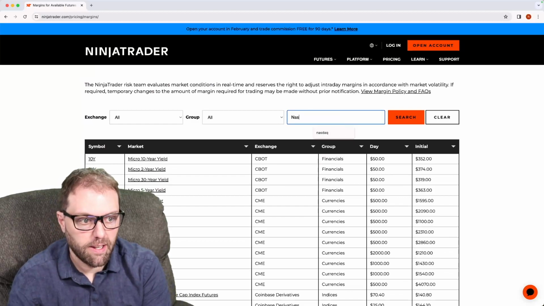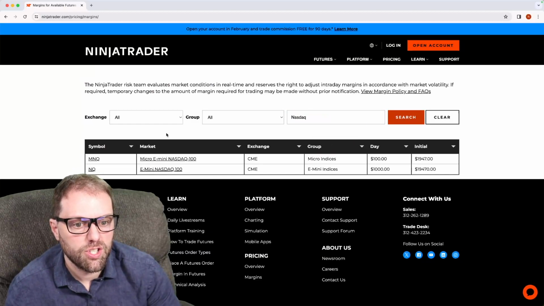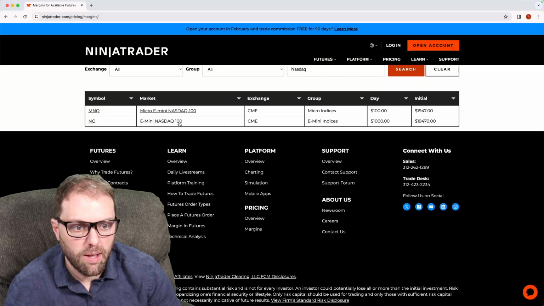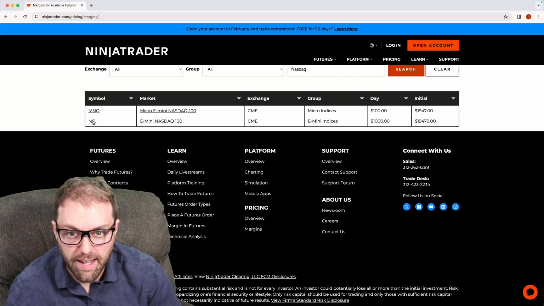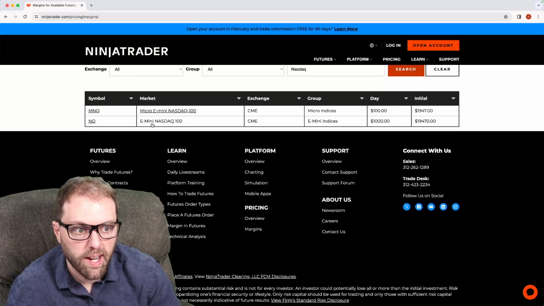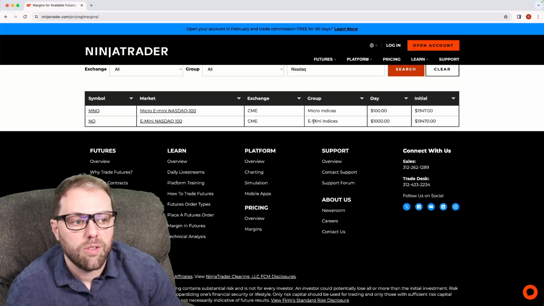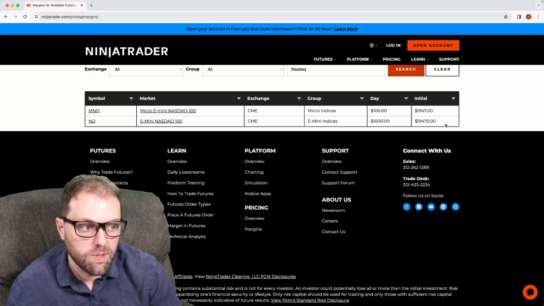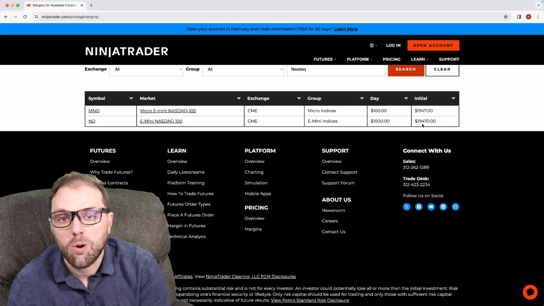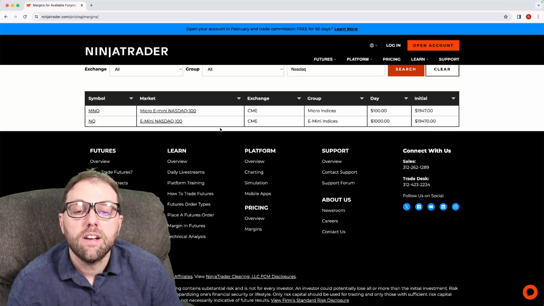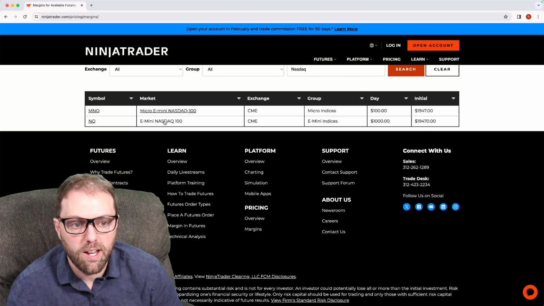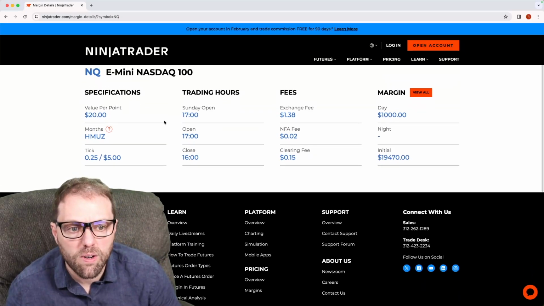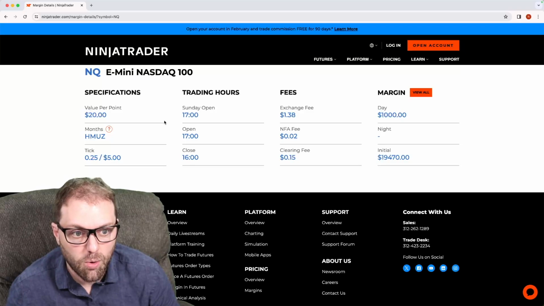type in NASDAQ, and then click Search, and then scroll down to where we see symbol, and then we can see here's the symbol for the NASDAQ 100 E-mini contract. Here's the exchange it's on, the group, as well as the margin requirement for day trading hours, as well as if you're looking to carry a trade over trading sessions. So to get this information, I'm going to click right here, the descriptor. And on this page, this is where it's going to have all of the information needed for the NASDAQ 100.